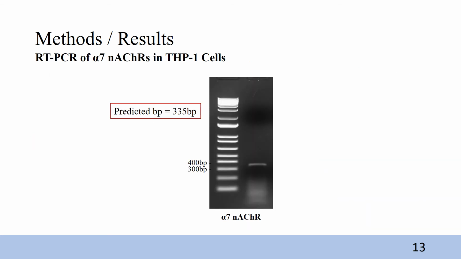Next, I conducted a PCR to confirm the presence of the alpha-7 homomeric nicotinic acetylcholine receptor within my THP1 cells. I did not perform Western blot to identify the presence of this receptor like I did for other cholinergic markers, simply because there are no good antibodies to identify these specific receptors. As shown in this agarose gel, we see a band very close to the predicted 335 base pair amplification, confirming the presence of the alpha-7 receptor within the THP1 cells.